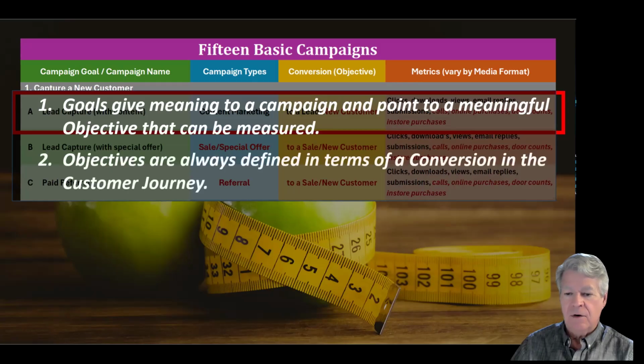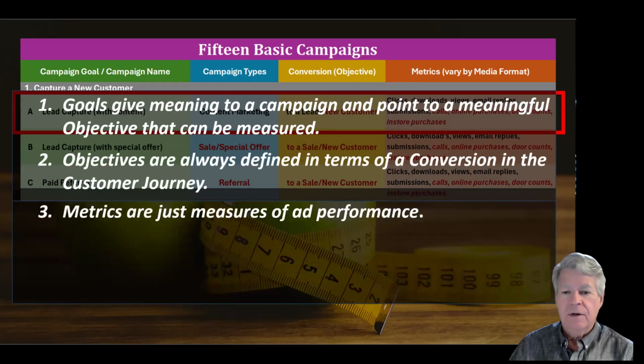Second, in our approach, objectives are usually defined in terms of a conversion in the customer journey. Third, metrics, which are often stated to be goals, are really just measures of ad performance. To media companies, they are performance metrics, but what they're measuring is often disconnected from the real campaign goal or objective.